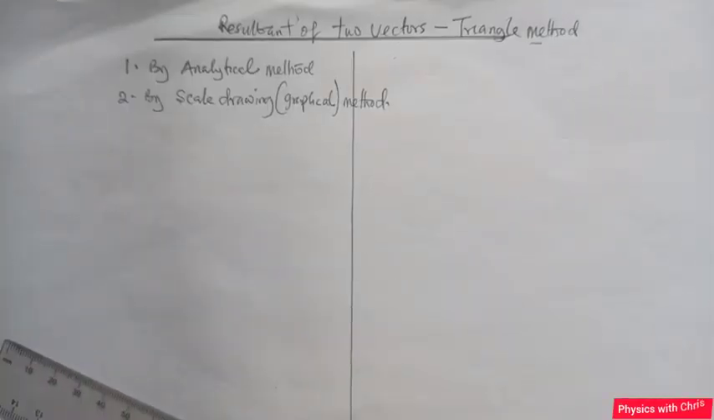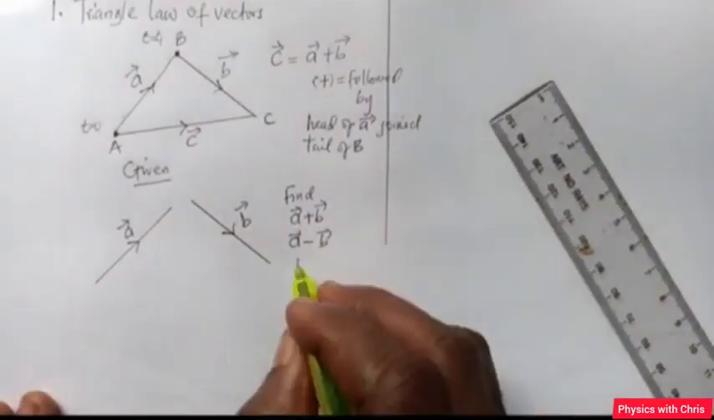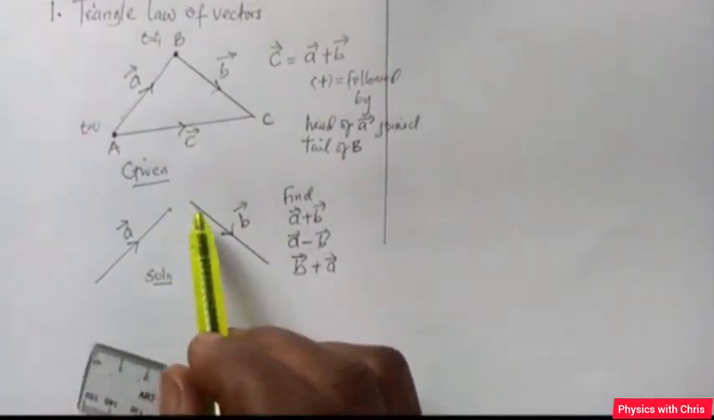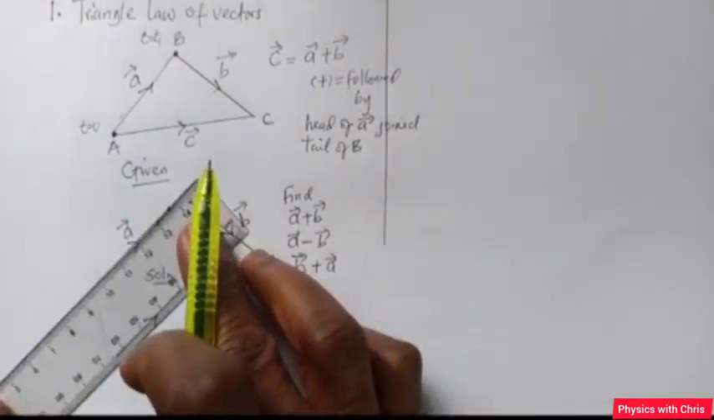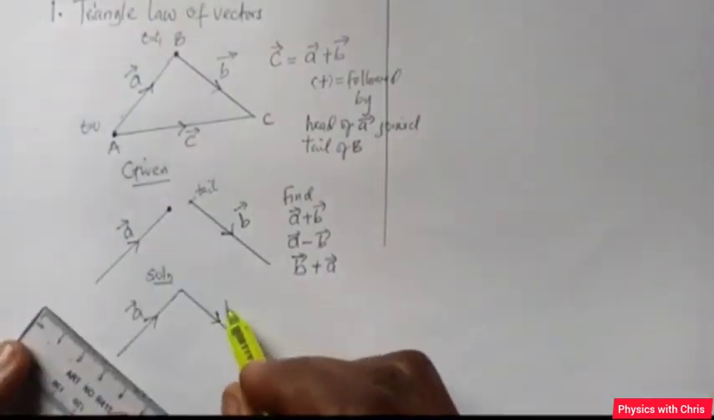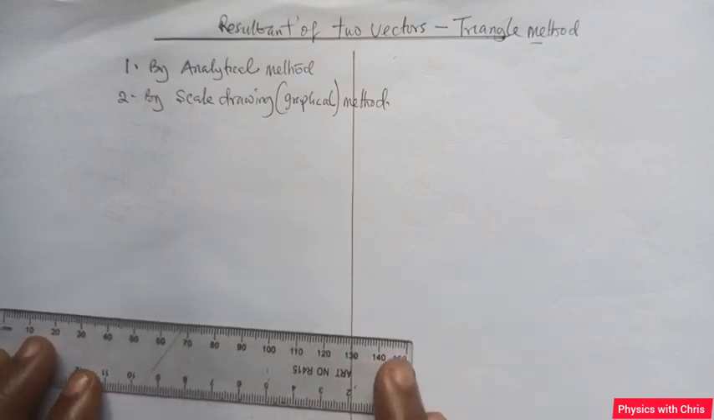Now, this video lesson is a continuation from where I stopped in the last lesson. We started by explaining how to determine the resultant of two vectors by the triangle method. Now, I want to give you a formula for calculating the resultant of two vectors by the triangle method, and also try using the drawing method, as a graphical method or scale drawing method, to find the resultant of two vectors.